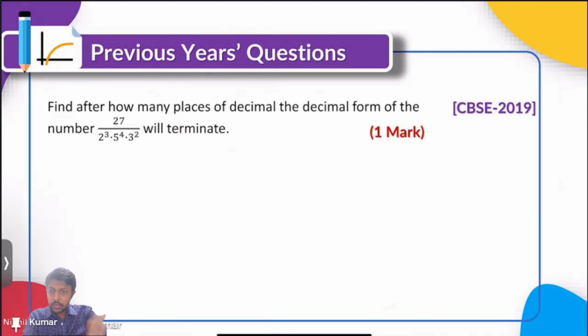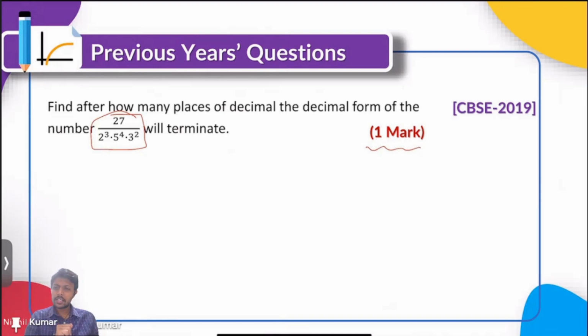Okay, so I hope you have given this a try at least. Let's solve this question. Find how many places of decimal the decimal form of this number will terminate. After how many places? So first we need to find out the decimal form of this number and then see how many places are there, how many digits are there after the decimal point. But it's only of 1 mark, you see. That's too much work for 1 mark.